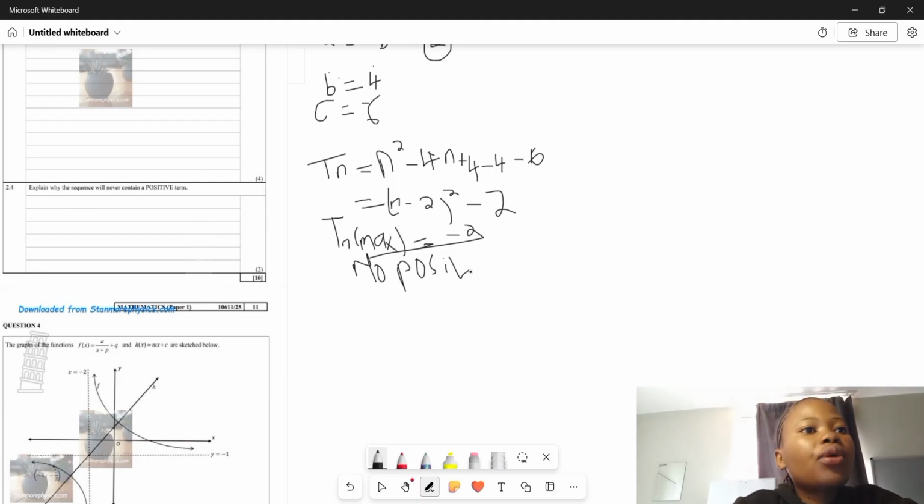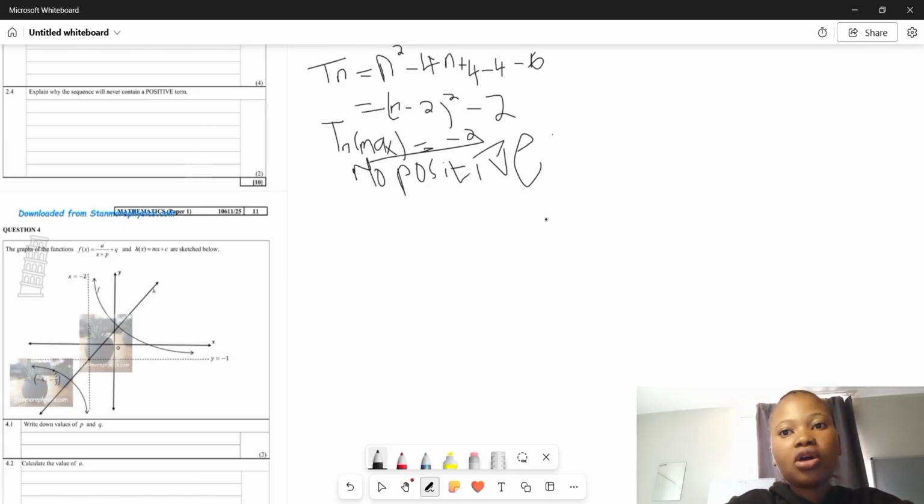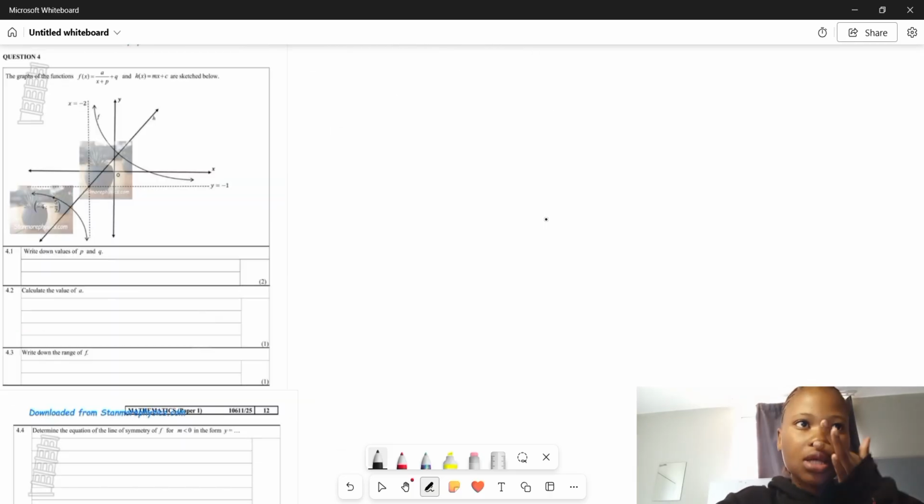Okay, so now we move to the second question, which is on functions. The third topic of our question paper that we're focusing on is quadratic. So now we are given a hyperbola and a straight line. They say write the value of P and Q.